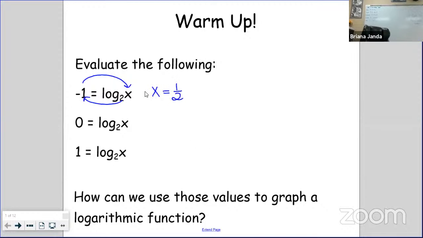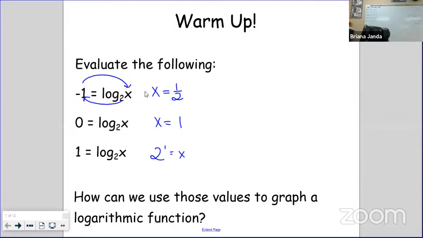Okay, same thing on this one. I would think exponentially, 2 raised to the 0 equals x. If it's raised to the 0, what's x? 1. Anything raised to the 0 is 1. So x equals 1. And here, 2 raised to the first equals x. What's x? 2, right? x would be 2.